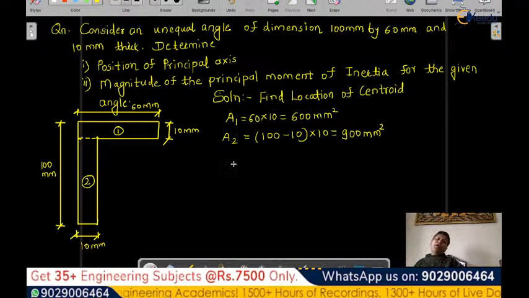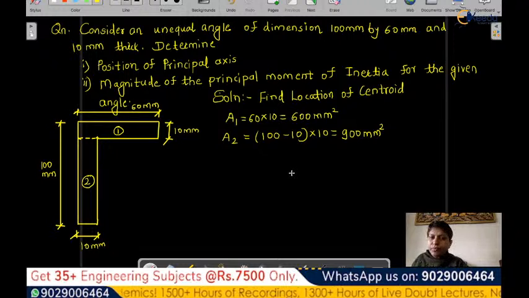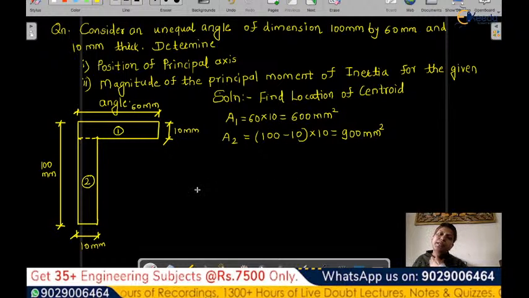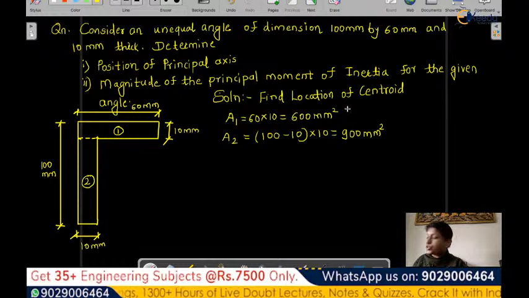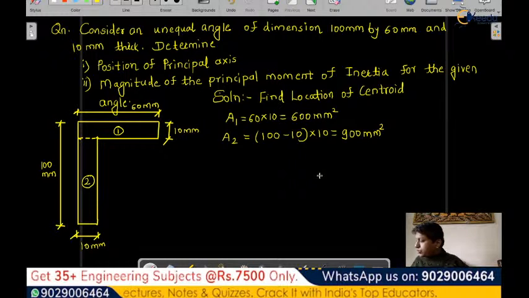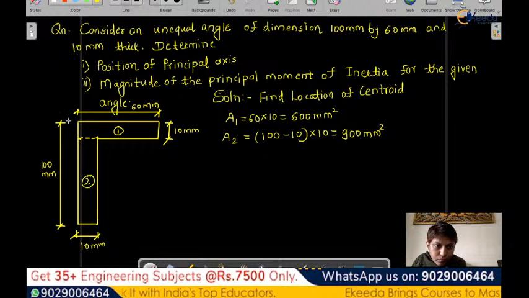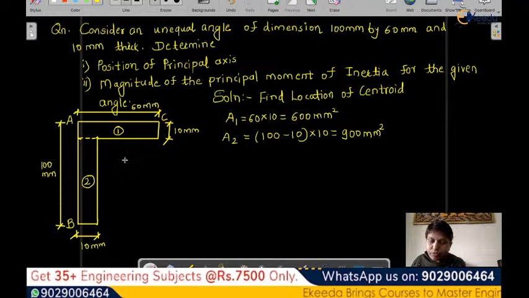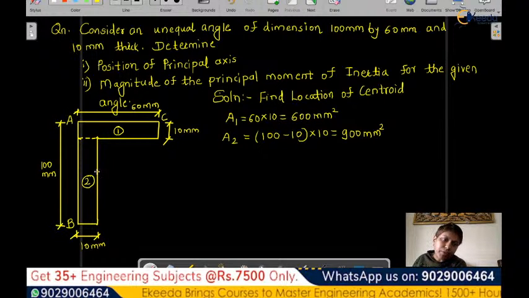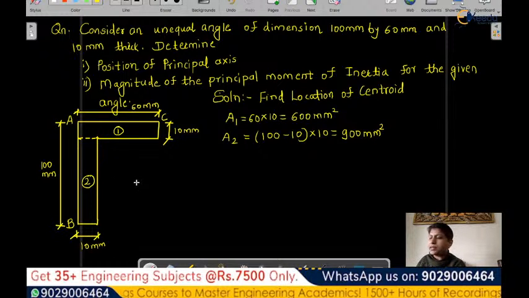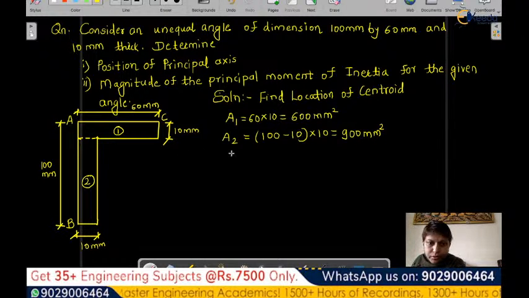So we have areas A1 and A2. We know the formula for x bar and y bar; that's what we want to calculate, the location of the centroid. Let's name the edges AB and AC. We consider the horizontal distance x bar from AB and the vertical distance y bar from AC. So let's consider one point.